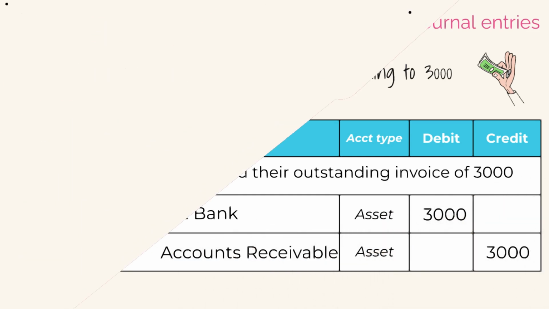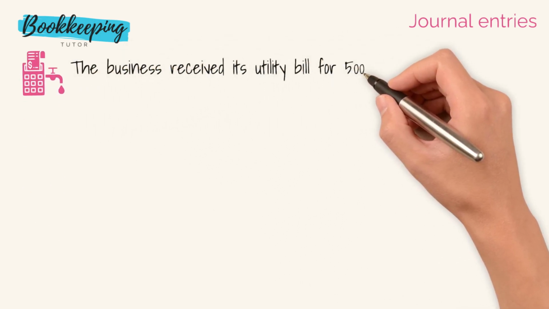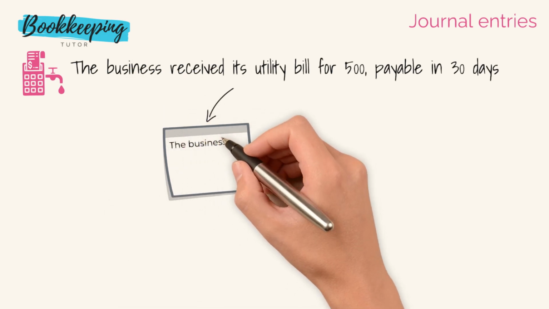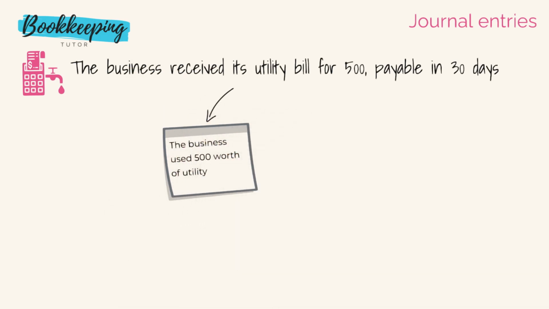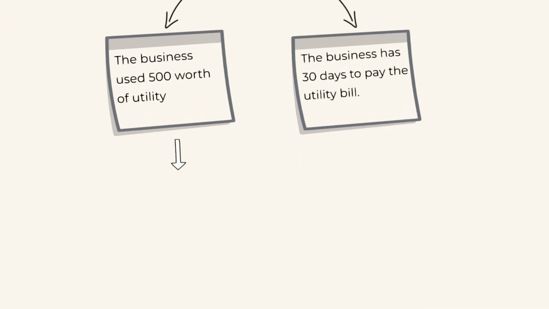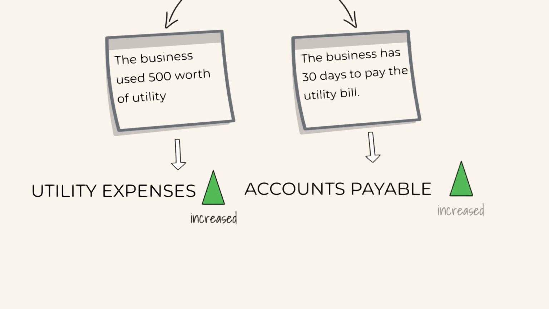So the next transaction is that business received utility bill for 500 and they have 30 days to pay. The utility bill needs to be paid within 30 days. This means that we consume the 500 worth of utility, electricity, gas, whatever, but we don't need to pay for it now, but we need to pay within 30 days. So our utility expenses increased by 500, as well as our accounts payable increased with the same amount.